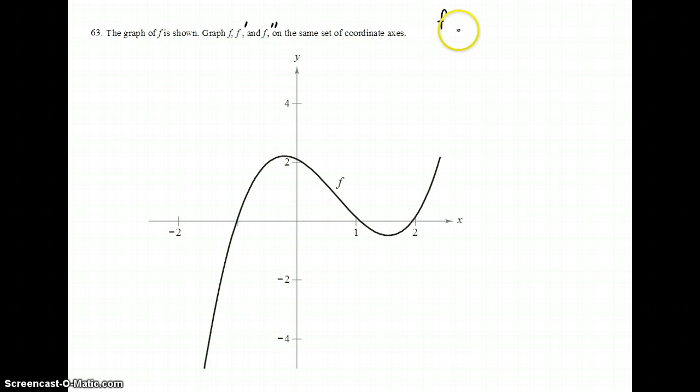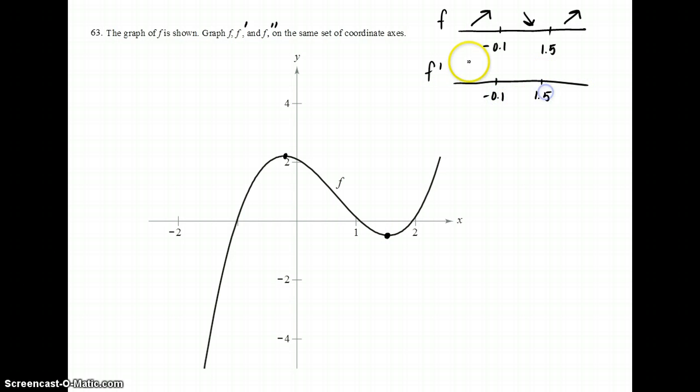Okay, what's the behavior of the function? My function starts to increase, so pencil headed up, we'll say until about here. We'll call that negative 0.1. Pencil headed down until about here. We'll call that 1.5. So the function's decreasing. And then after 1.5, our pencil's headed up again. So that tells us that the first derivative is positive, then it switches to negative, then it switches to positive again. Now let's look at concavity.